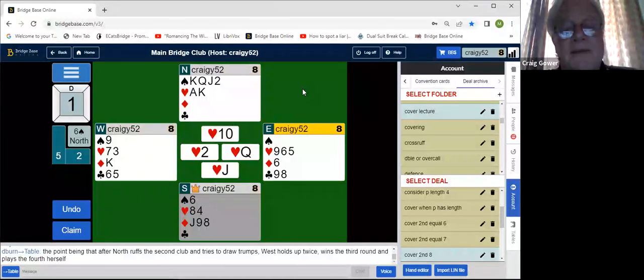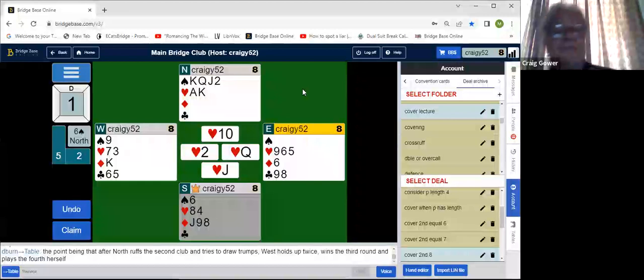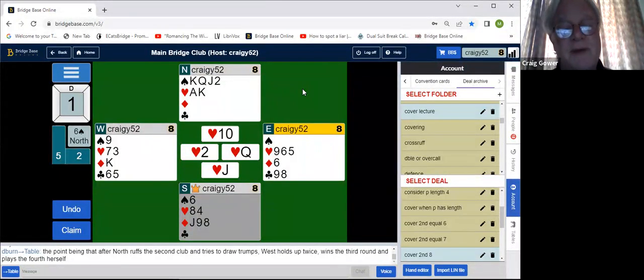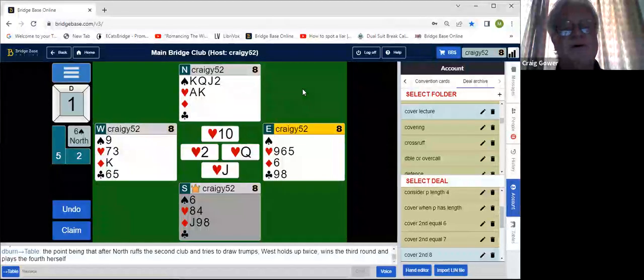Right, and then East says to West, well defended, partner. So you can see there's a major difference on the choice to cover or not cover. So when there's two honors, prefer to cover the second one. That's going to be right more often than wrong.